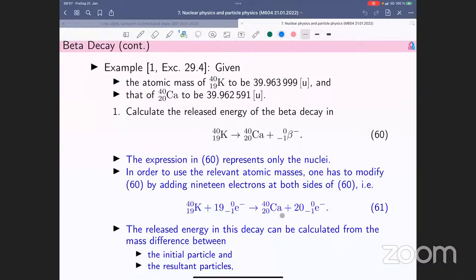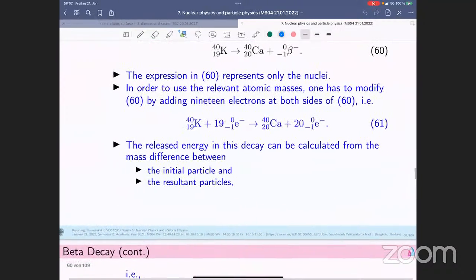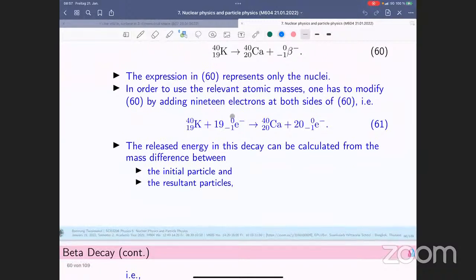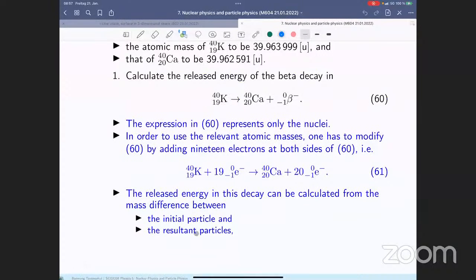Again, the released energy could be found from the famous Albert Einstein relation, E equals mc squared. But for us in this topic, we're going to use it in the simple version: 931.5 mega electron volt per atomic mass unit. That's the situation we're going to use. Released energy can be calculated from the mass difference between the initial particle, which is potassium 40, and the resultant particle, which is calcium 40.